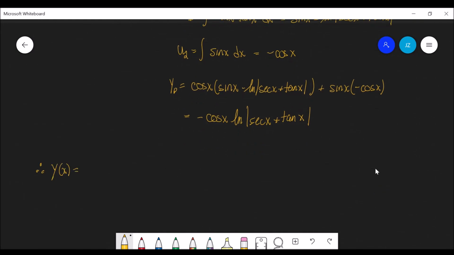So our general solution is the complementary plus the particular: c1 cosine plus c2 sine minus cosine times the log of secant plus tangent.